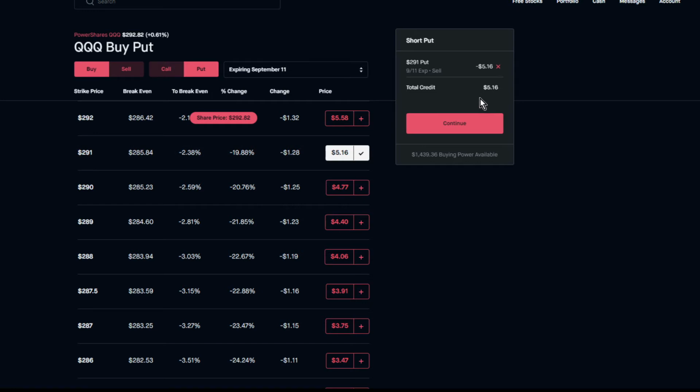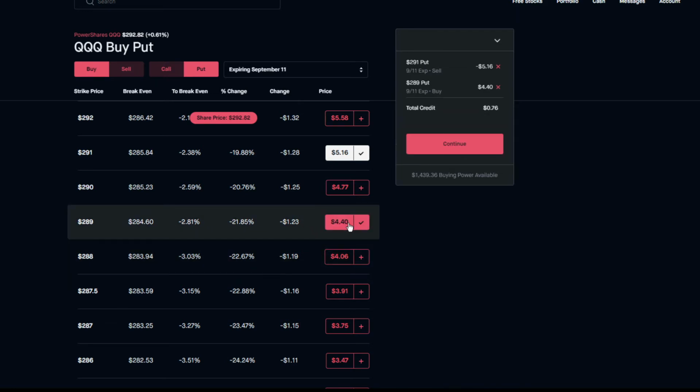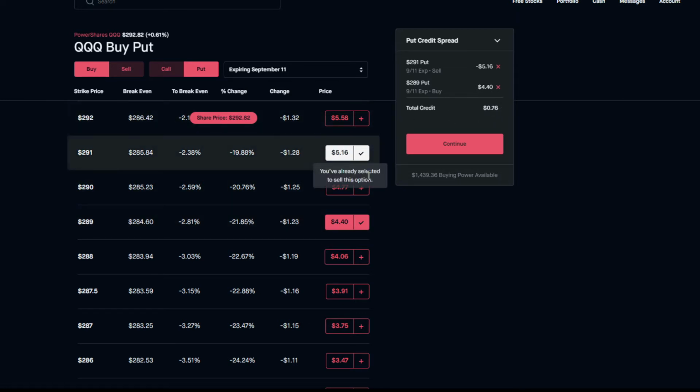Don't get me wrong, but what we can do is minimize the risk and still get a profitable return. Now it's going to minimize the return too. Of course, you're not going to be getting the 516, but let's say we were to choose this one right here. Now the total credit would be 76 in the contract. Let's say we were to do one contract, however many you want to do, but we're just going to do one. So 76 times 100, you'd be getting $76.